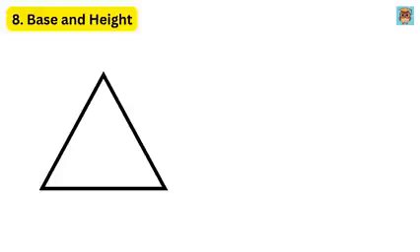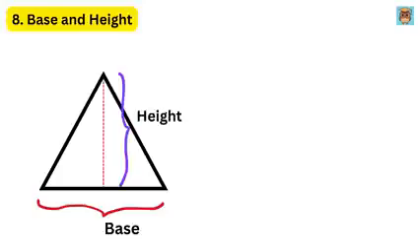8. Base and height. Every triangle has a base, which is nothing but any side that you would like to pick, and a height for that base. The height is a straight line from the opposite corner down to the base, hitting it at a 90-degree angle, like this. This height helps us find the area later.